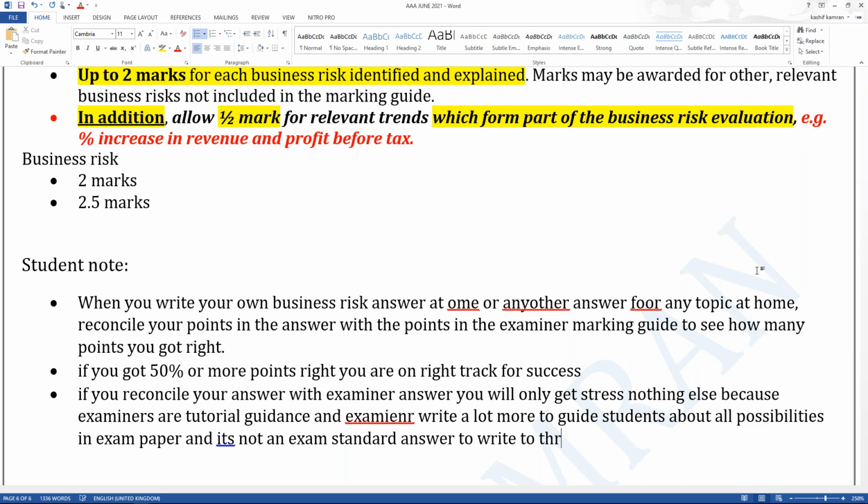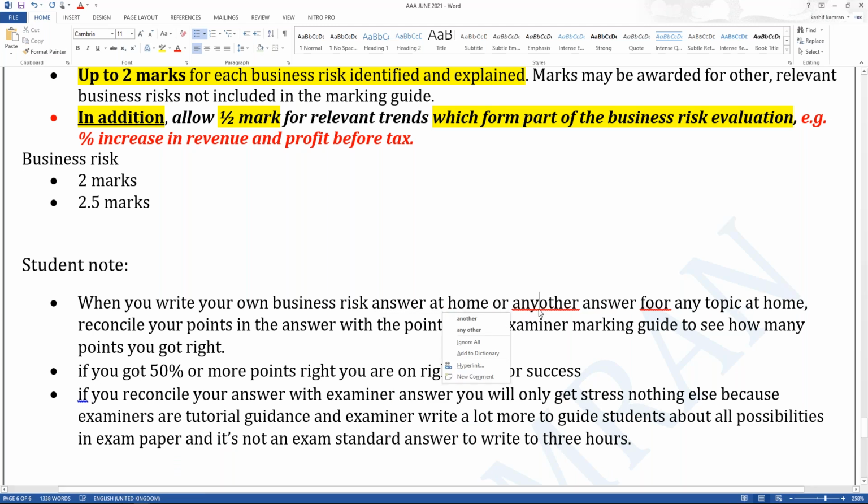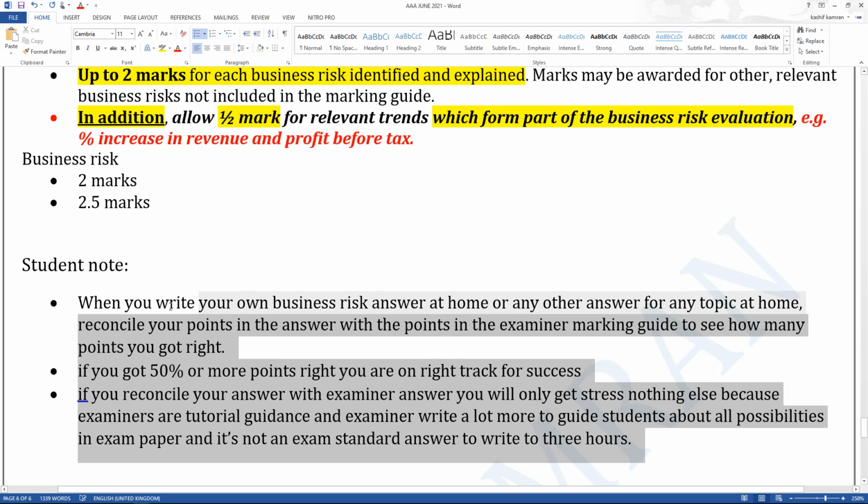How many times has the examiner made it clear, over so many webinars and sessions, and in his examiner comments and examiner answers, that this is tutorial guidance? But still students don't understand. So if you're writing an answer at home for any topic, you just reconcile it with the examiner marking guide, not the examiner answer.